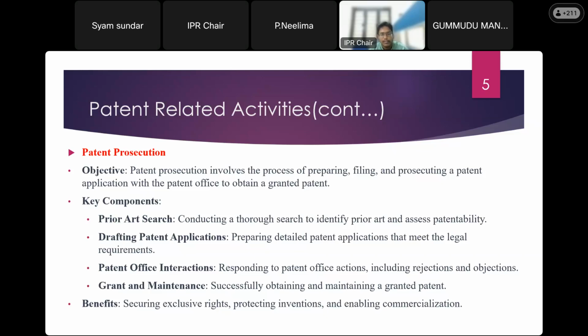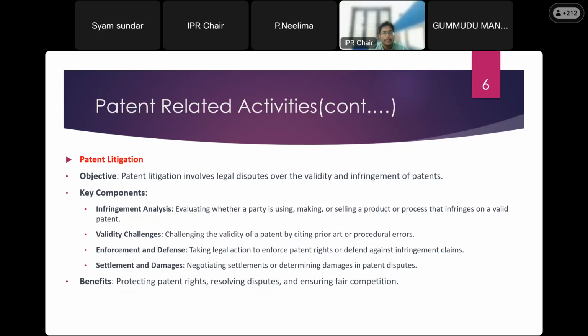So grant and maintenance: successfully obtaining and maintaining a granted patent. After a patent is granted, there are some processes, like you need to pay the renewals and all those things. And the benefits: securing exclusive rights, protecting inventions, and enabling commercialization. Because you followed all this prosecution and your patent is granted, then you can go with the commercialization. And patent related activities.